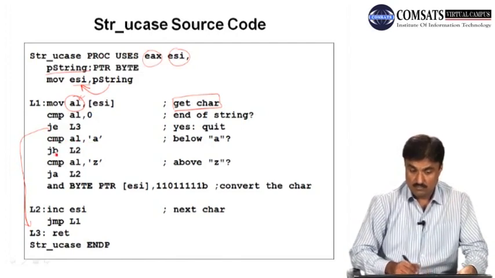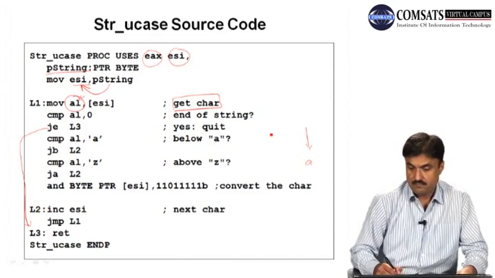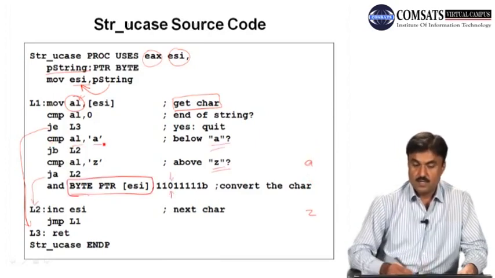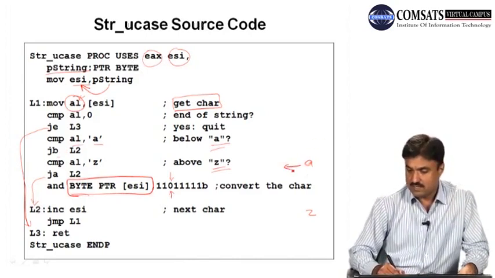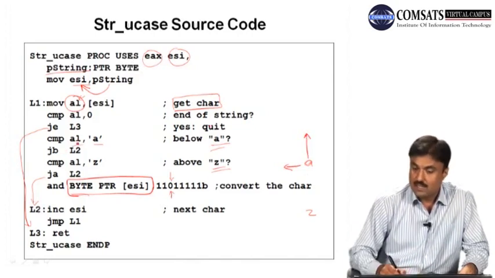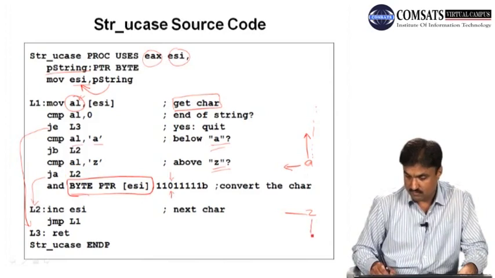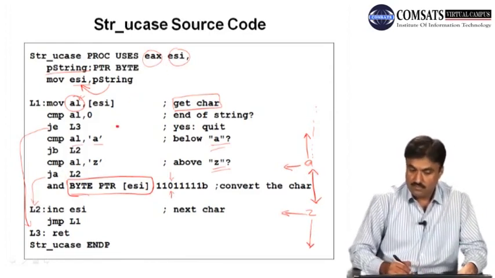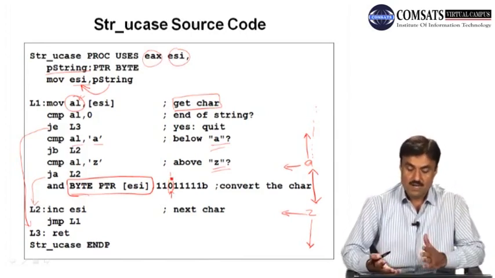If AL is below, for example, below A, we just go to L2, because it is below A and above Z. So what we are going to do here is we compare AL with A. If the value of AL is below A, meaning the ASCII value of AL is less than the ASCII value of A, it means we have another character, whatsoever the character is, and we do not do anything. Or in case we have another condition, that if the ASCII value is above Z, we will not do anything. So we need ASCII values in between A and Z. If the value is in between A and Z, we have to convert this bit to zero. It will convert them into the similar character in capital.